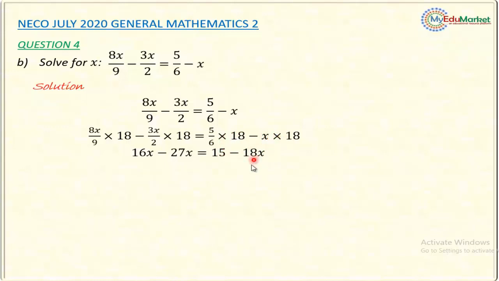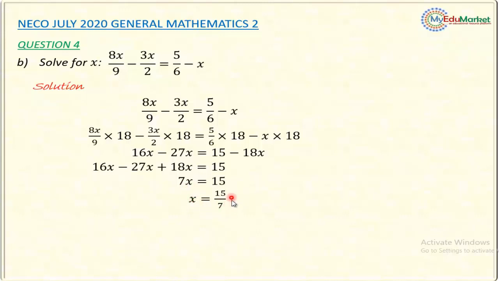So collect like terms. This minus 18x on the right hand side will now be shifted to the left. That gives me 16x minus 27x plus 18x equals 15. So 16 minus 27 plus 18x. Collecting these like terms gives 7x equals 15. Divide both sides by 7 to get x. There I have x equals 15 over 7.